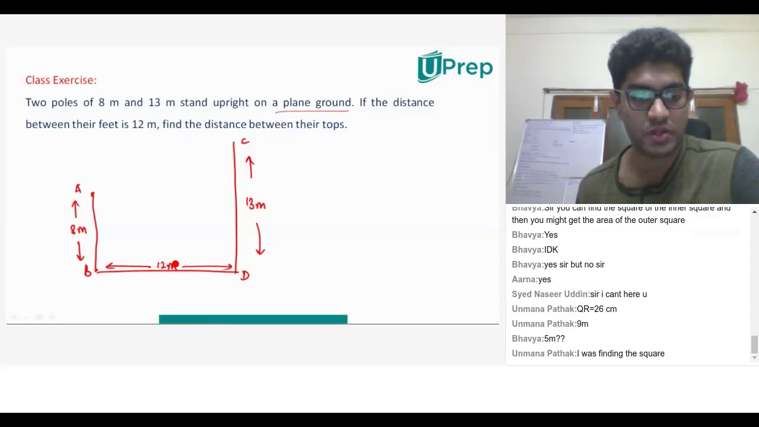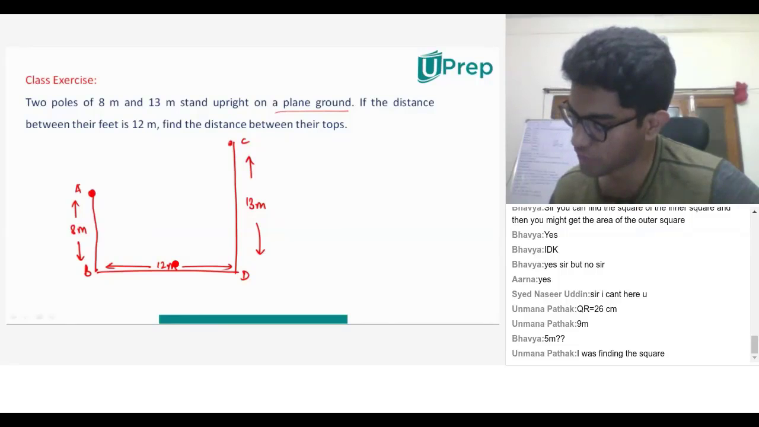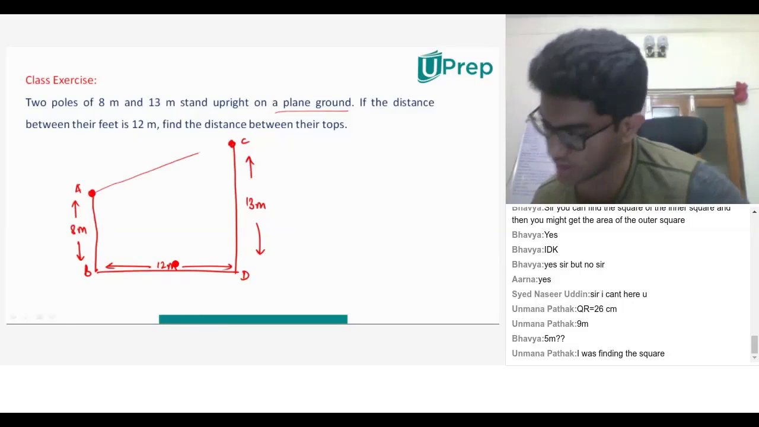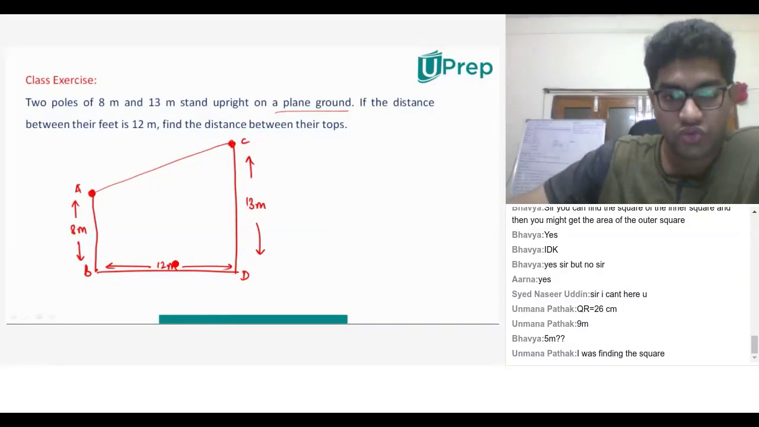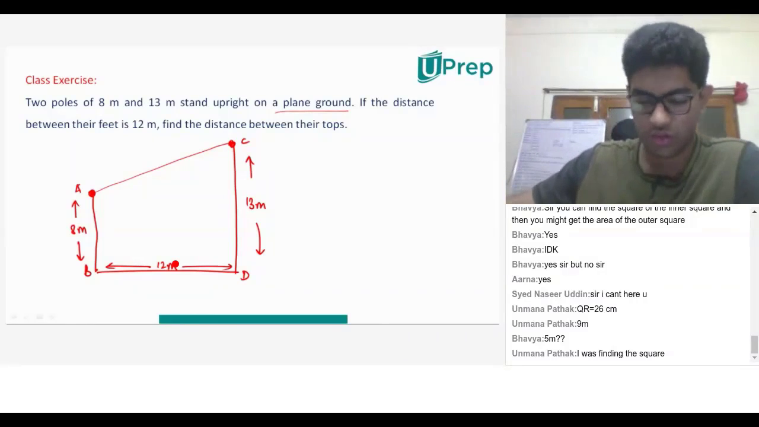Find the distance between their tops. This is the top of pole 1, this is the top of pole 2. How do I find the distance directly? Now, sir, this is some nonsense. I don't understand what this is. We'll understand.